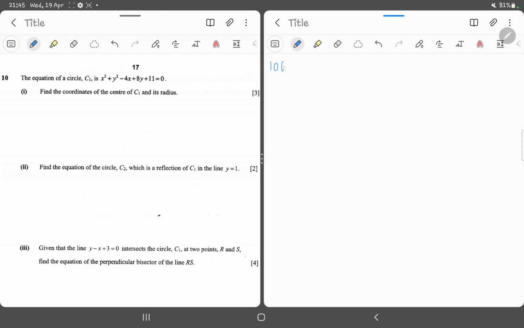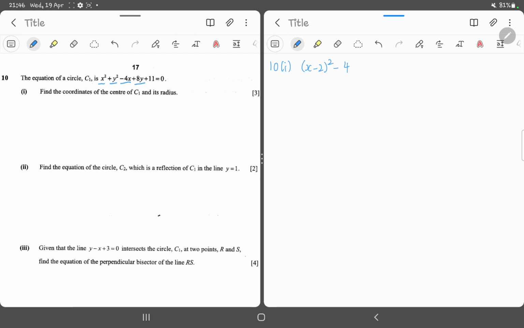Usually for question 10 part 1, the first thing you have to do is complete the square. You have to complete the square for x squared and minus 4x, and then complete the square a second time for y squared and 8y. So that gives us x minus 2 whole thing squared, and then I have to compensate by taking minus 4.